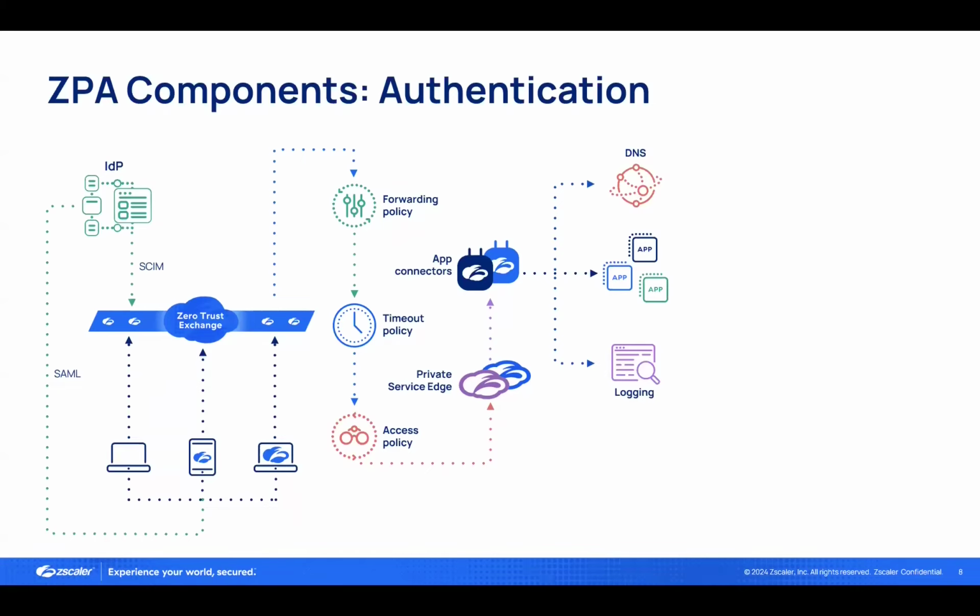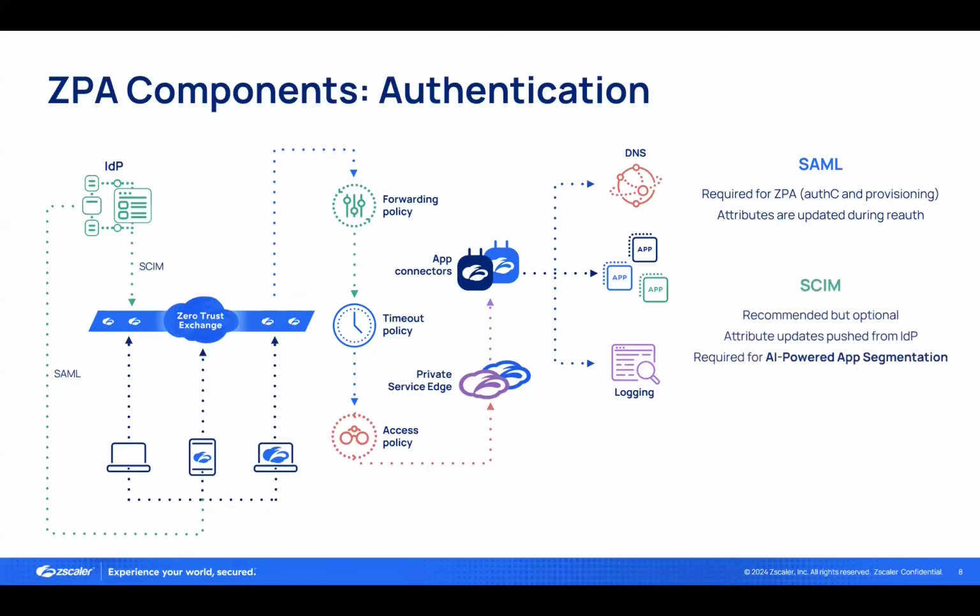Let's start with authentication. Here on the left, we have users connecting to the Zero Trust Exchange to access their applications. As discussed, the first step of this access involves authenticating with their IDP. ZPA requires an IDP that is SAML 2.0 compliant. This is most IDPs on the market, for example, Azure AD, Okta, Ping Federate, ADFS, etc.